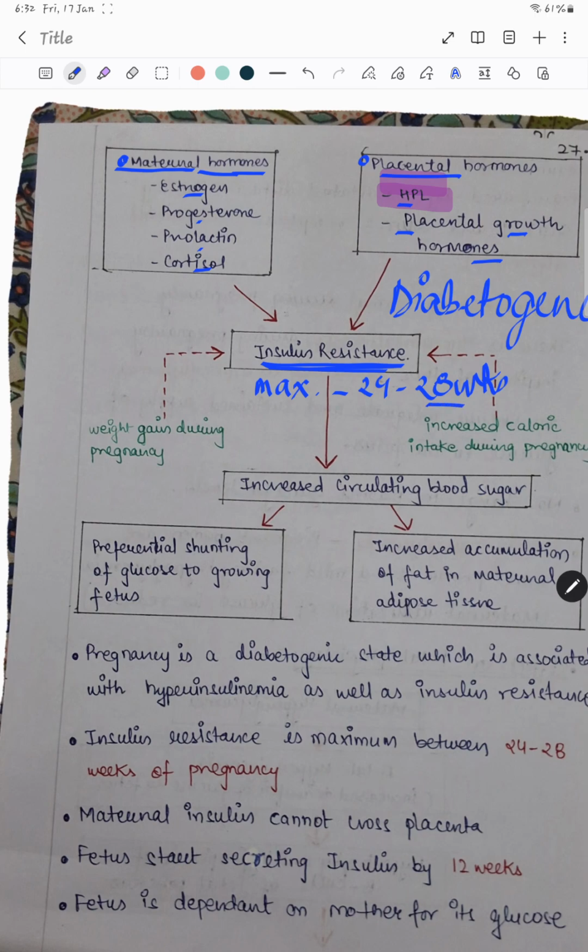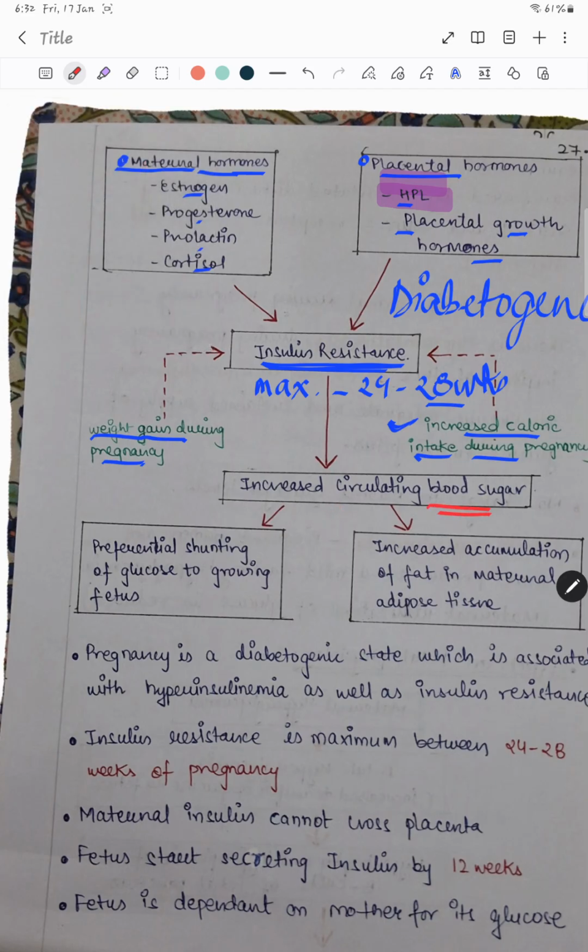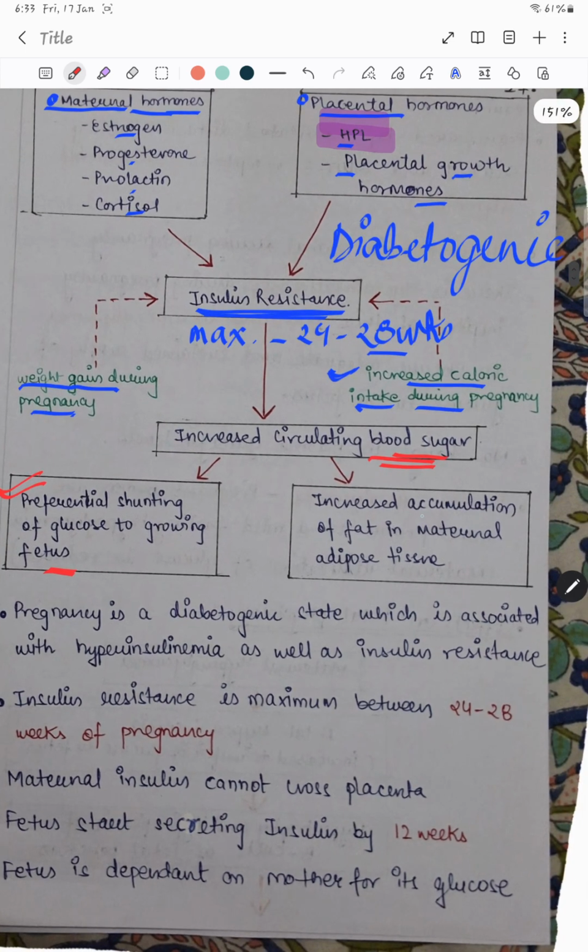This insulin resistance is also increased due to weight gain and increased caloric intake during pregnancy, and all of this will lead to increased glucose in the circulating blood of the mother. Increased circulating blood sugar will lead to preferential shunting of glucose to the growing fetus, because the fetus is dependent on the mother for glucose. Most of the glucose will be provided to the fetus for its growing needs, and this will lead to hyperglycemia in the fetus. It also increases accumulation of fat in the maternal adipose tissues.